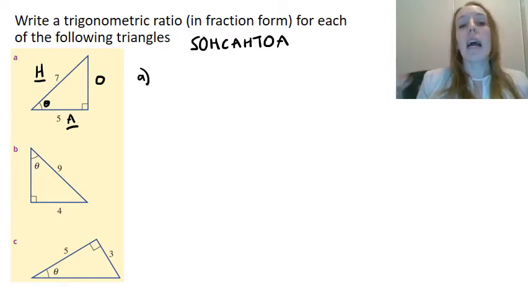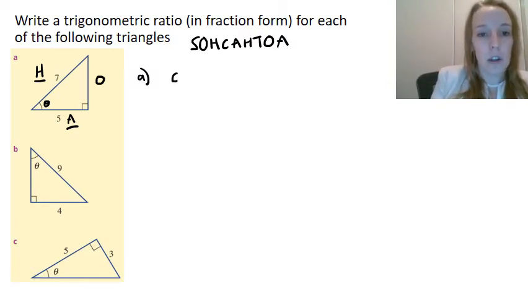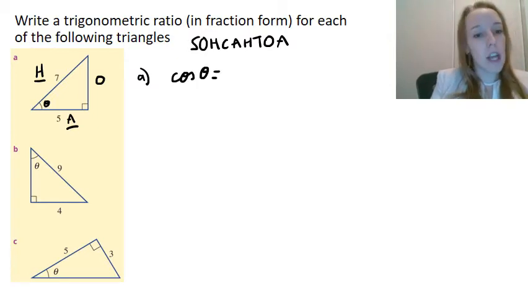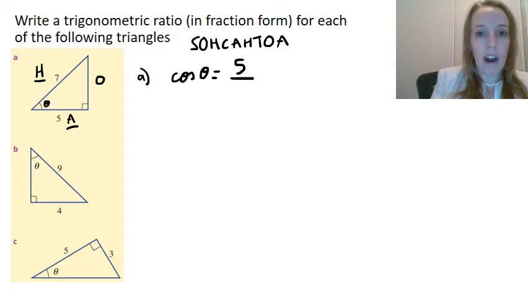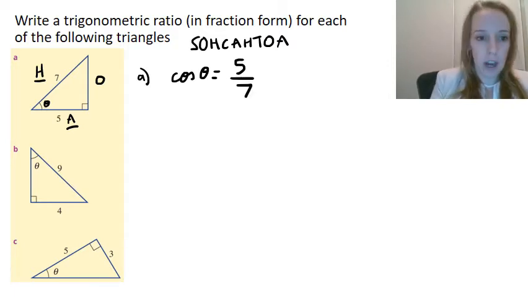So then thinking about our ratios, which one relates to the hypotenuse and the adjacent? So if you look at our SOHCAHTOA, you'll see that it's cosine. So cos of the angle equals our adjacent, which is 5, over our hypotenuse, which is 7. So we'd leave it there in fraction form because that's what our question asks.